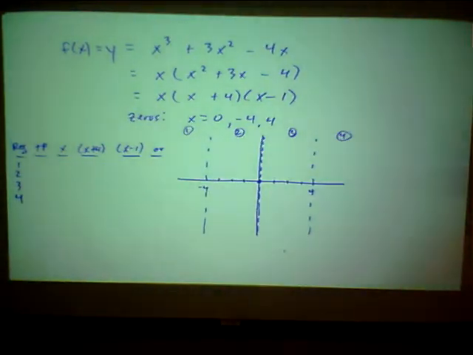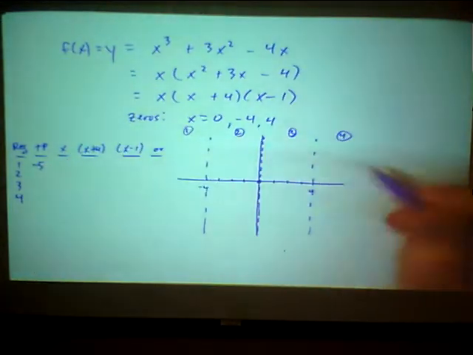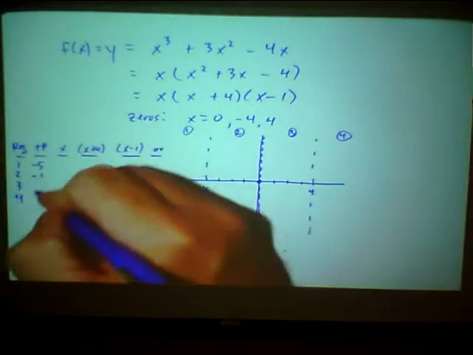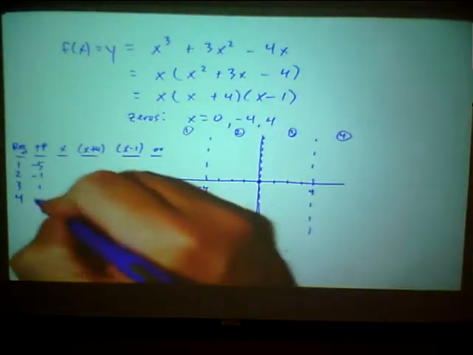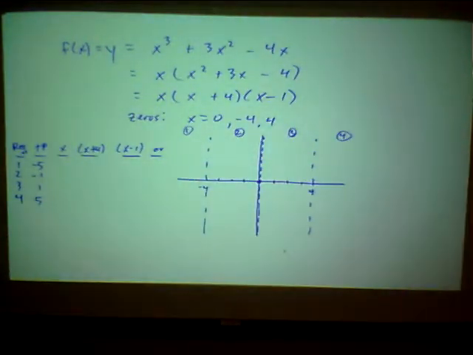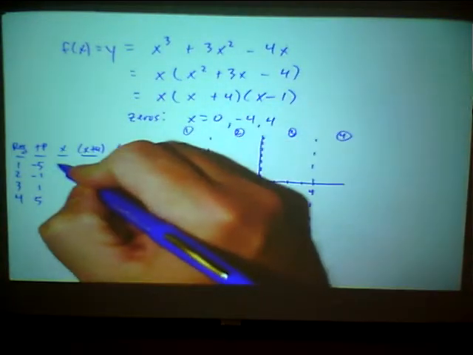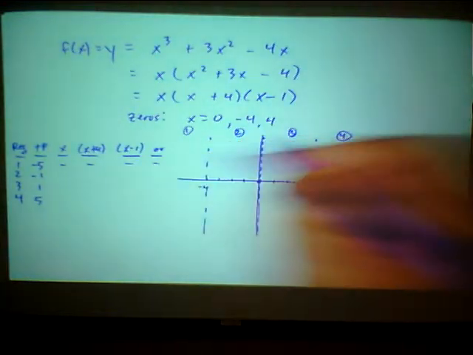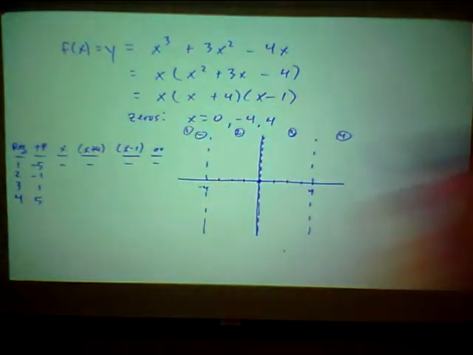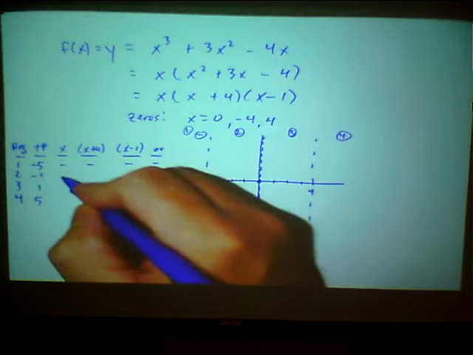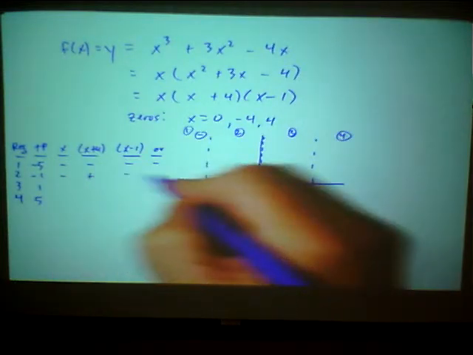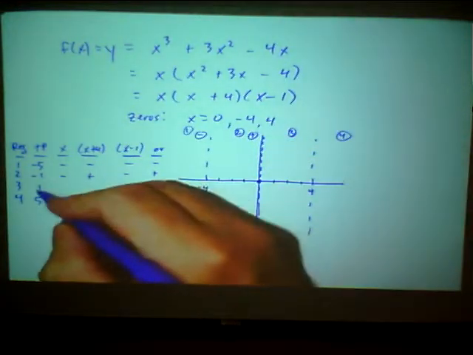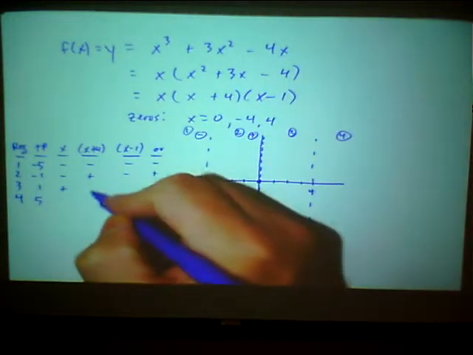Test point for region 1, let's choose minus 5. For region 2, let's choose minus 1. For region 3, we'll choose 1. For region 4, we'll choose 5. So x, let's go region 1. I go negative, negative, negative, overall negative. Region 1 is negative. Region 2, for negative 1, negative, positive, negative, overall positive. Region 3, positive, positive.